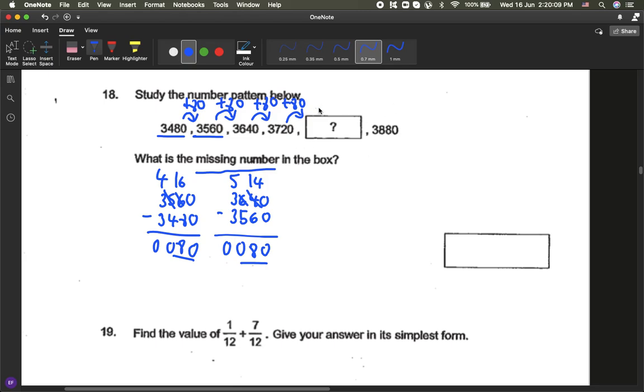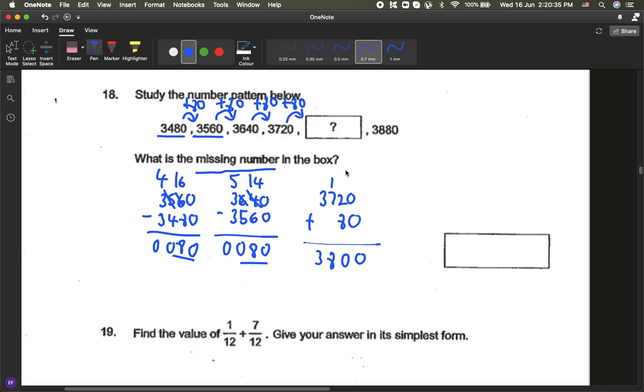So to get this missing number, we need to add 80 to 3,720. So 3720 plus 80. 0 plus 0 is 0, 2 plus 8 is 10, so 0, carry the 1. 1 plus 7 is 8, and 3 plus 0 is 3.